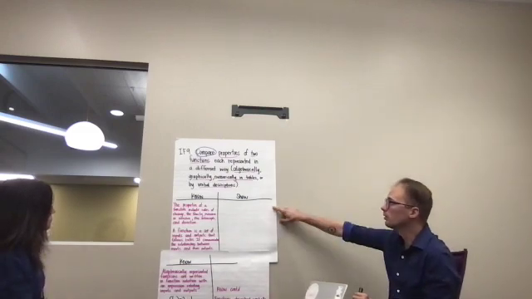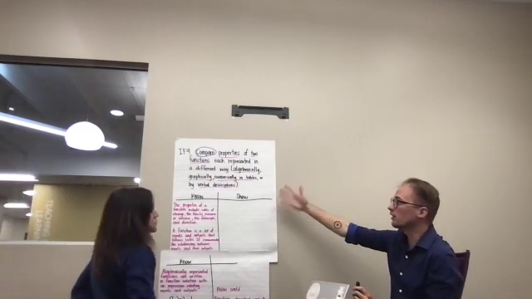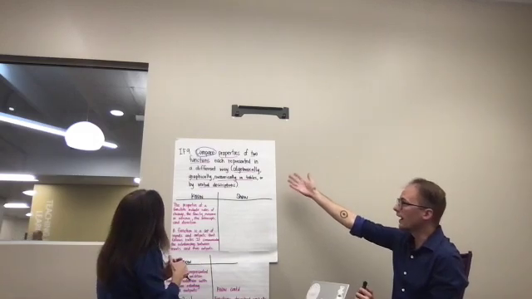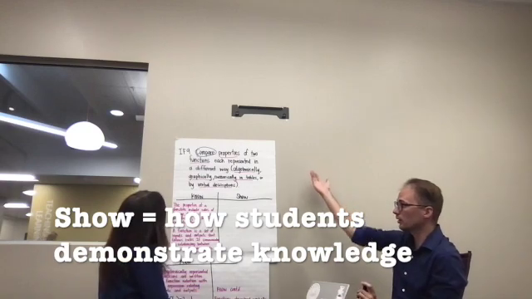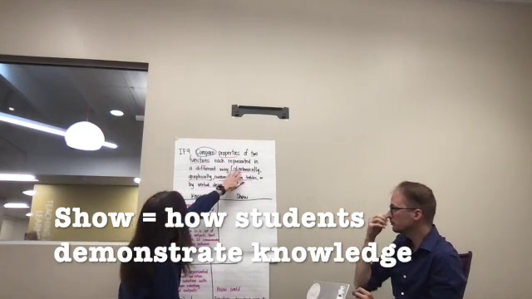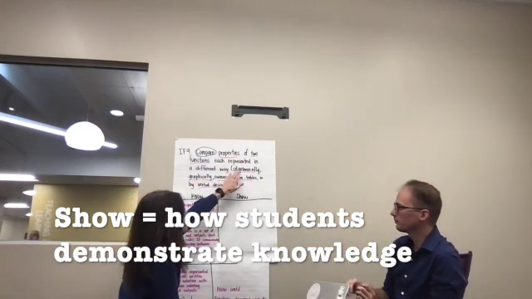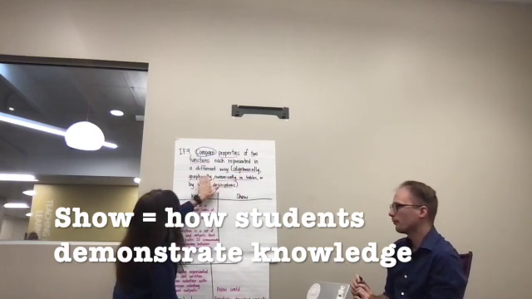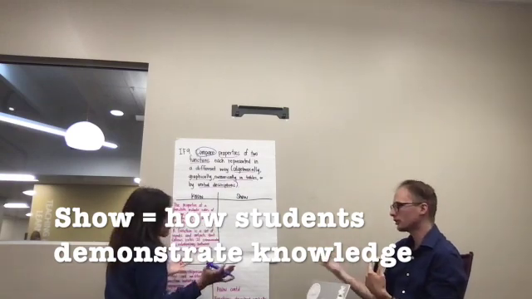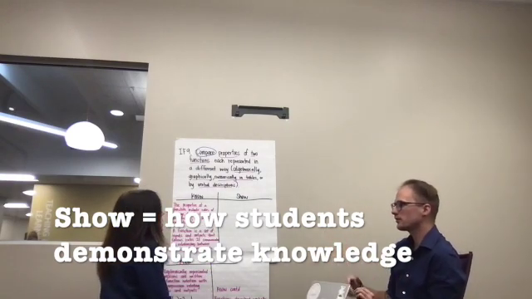So our show is very simply the text of the standard: I can compare properties of two functions, each represented in a different way. And so it would be like algebraically, graphically; algebraically, numerically in tables; algebraically, verbal; and all of the resulting permutations. So it becomes kind of large very fast.